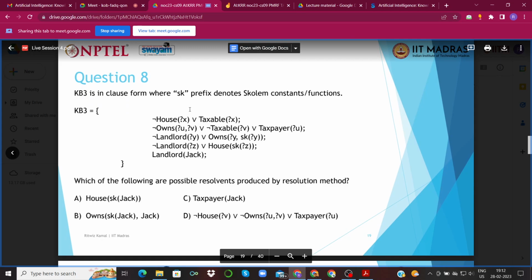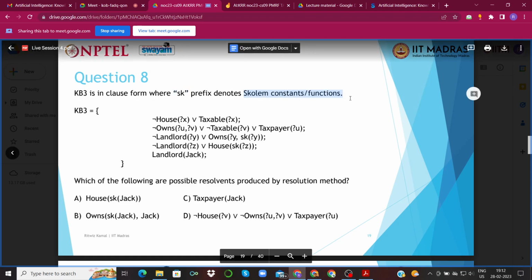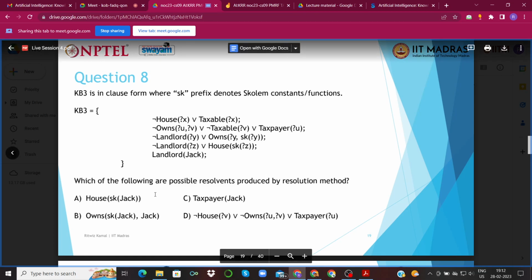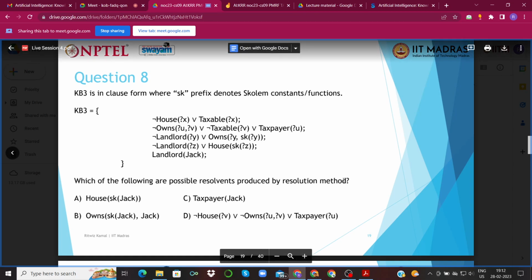So this is the eighth question in front of you. We are given a knowledge base called KB3, or knowledge base 3, and KB3 is in clause form. SK basically corresponds to a Skolem constant or function. So the first fact is not of house X or taxable of X. These question marks are again standing for universal quantification. What we have to find is which one of the following are possible resolvents produced by the resolution method.